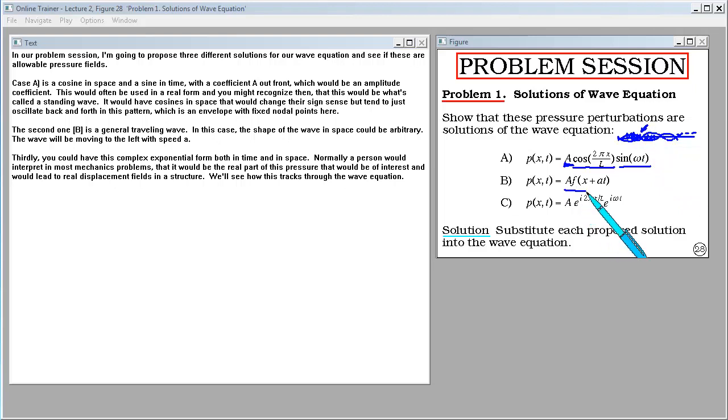The second one is a general traveling wave. In this case, the shape of the wave in space could be arbitrary. The wave will be moving to the left with speed a. Thirdly, you could have this complex exponential form both in time and in space. Normally a person would interpret in most mechanics problems that it would be the real part of this pressure that would be of interest and would lead to real displacement fields in a structure. We'll see how this tracks through the wave equation.